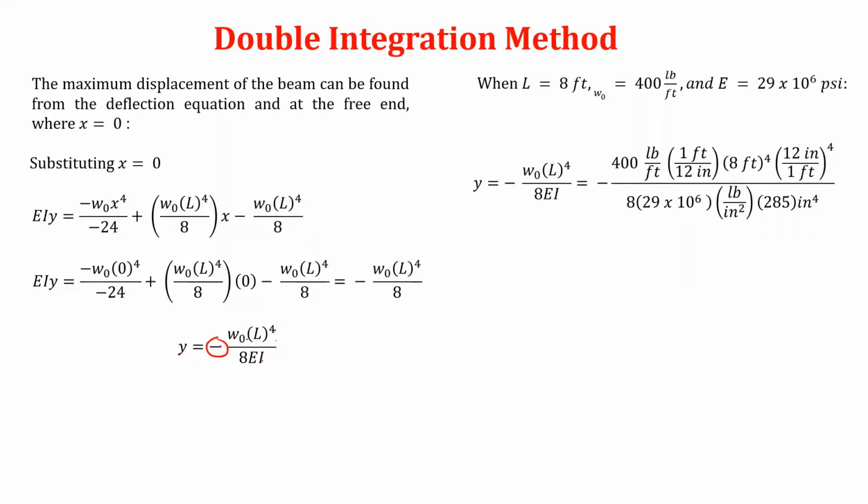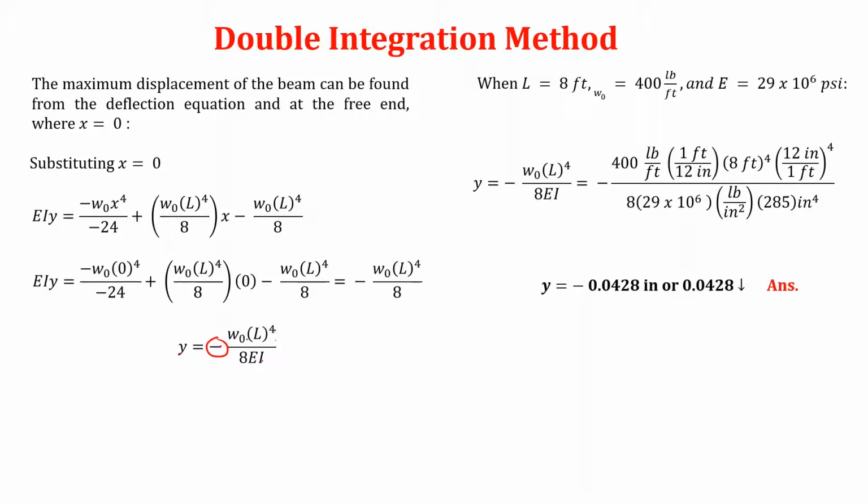So, substitute na ta, WO is 400 pound per feet. Ang length is 8 feet. So, raised to the fourth. So, ang gibuhat is convert pa na siya. Over 8. 8 is the constant na siya daan. Multiplied by E, which is 29 times 10 raised to 6. PSI man yun. So, pound per square inches. And then, yung I is 285 inches to the fourth. So, cancel, sama cancel. So, what's left is the unit of inch.